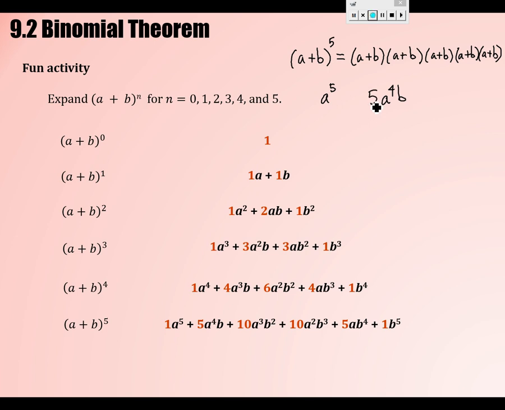Now here it gets interesting. What if you want an A to the third and a B squared? That is, you want to pick 3 A's and 2 B's from among those there. How many ways are there to pick 3 A's from among 5?